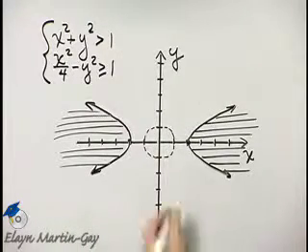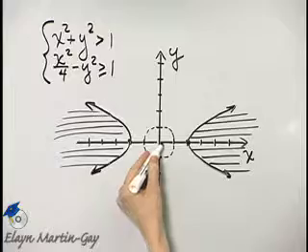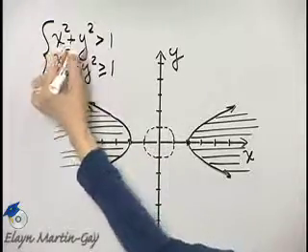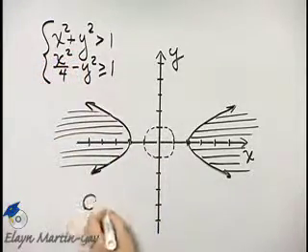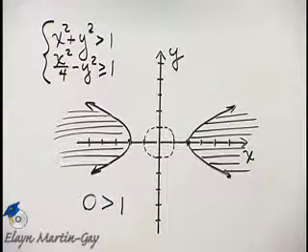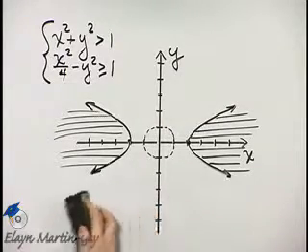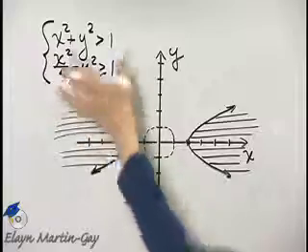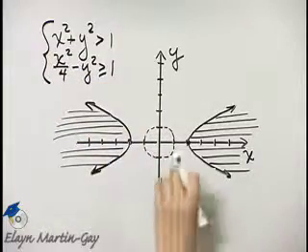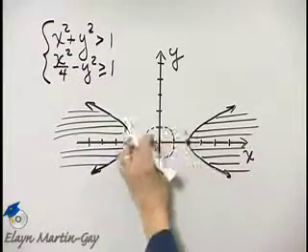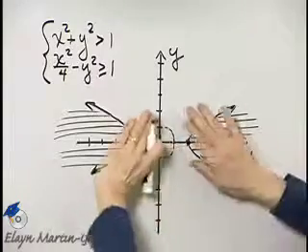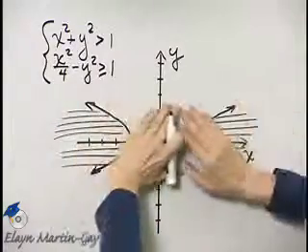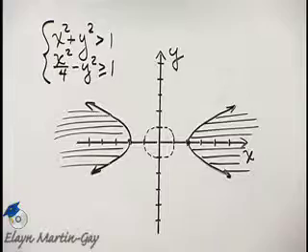Now I shade within the circle, inside the circle, or outside the circle. Well, let's use (0, 0) as our test point. If x is 0 and y is 0, is 0 greater than 1? The answer is no, so the graph of our first nonlinear inequality is this dashed boundary line, and then you shade everything outside of that circle.